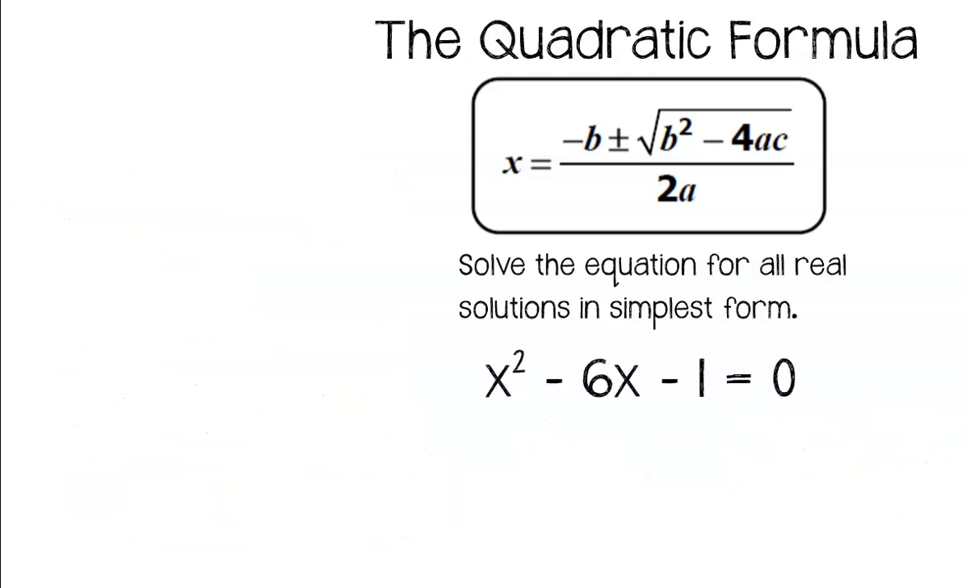Okay, let's take a look at one that has a little more work to it than just simplifying the discriminant. So again, make sure it's in standard form. Identify your A, B, and C values. Substitute them into the formula.